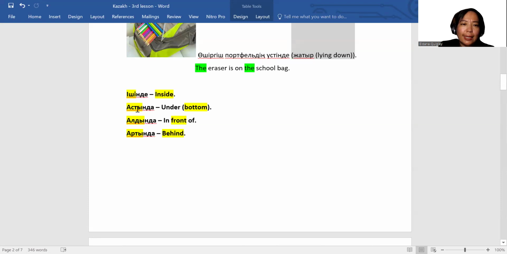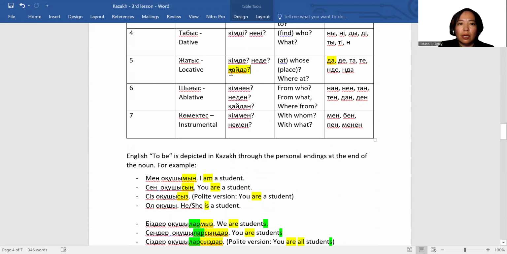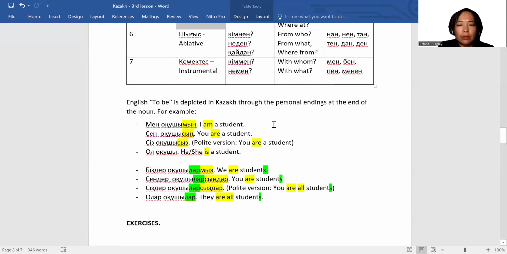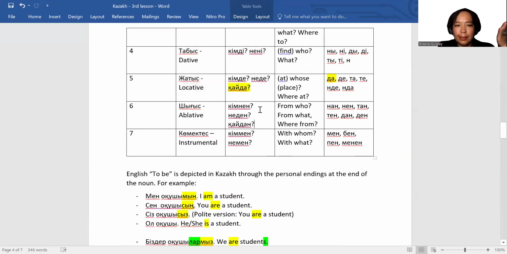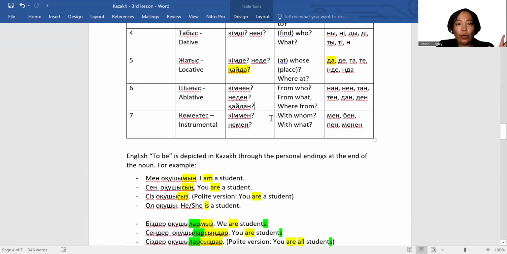Ішінде, астында, алдында, артында. So I just showed you that the highlighted in yellow form is the actual noun. We transformed the noun by adding those suffixes, those endings, and made a location under something, in front of something, behind something. So that belongs to this part of the language, the cases. We are putting those nouns into different forms, case forms. And this is how we got ішінде, астында, артында, üstünde. So, all right, I hope that makes sense.